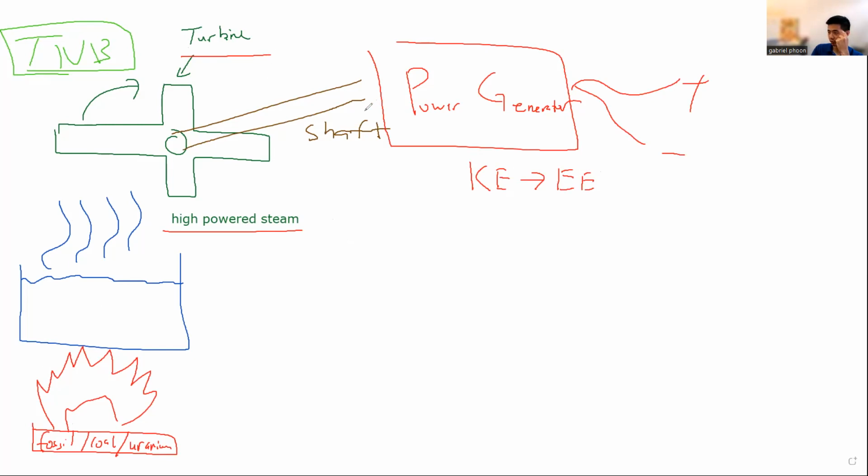This turbine is connected to a shaft, which is connected to a power generator, which converts kinetic energy into electrical energy, because this thing starts spinning already, right? So for those who do not know how a power generator looks like, okay.